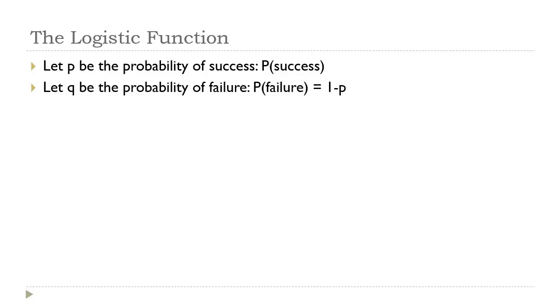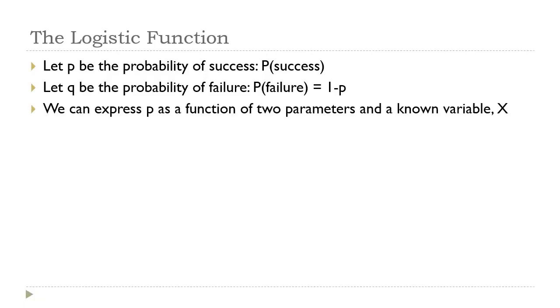Let Q be the probability of failure, and P is related to Q by the formula Q equals 1 minus P. You either are successful or you fail. So you can relate those two together because the probability of success plus the probability of failure equals 1. We can express P as a function of two parameters and a known variable, X. You may guess, and you would be guessing correctly, that X is our explanatory variable. In the example we've been going through, X can be control, or it can be treatment.